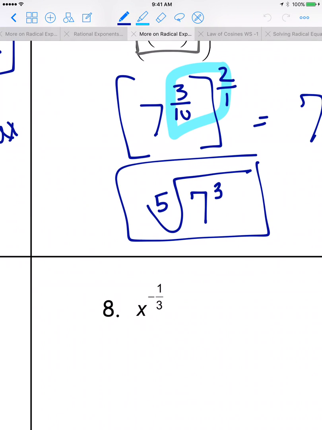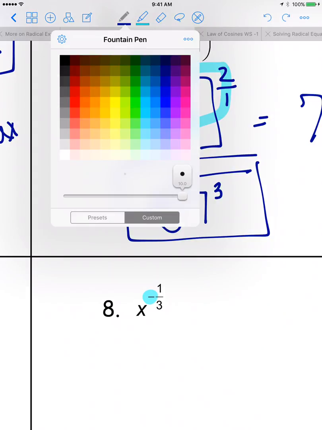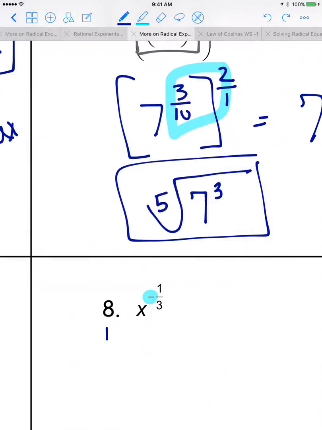So we have x raised to the negative 1/3. Because we have this negative, we need to move it to the denominator so that we can get rid of that negative exponent. So to do that, we would get 1 over x to the 1/3.